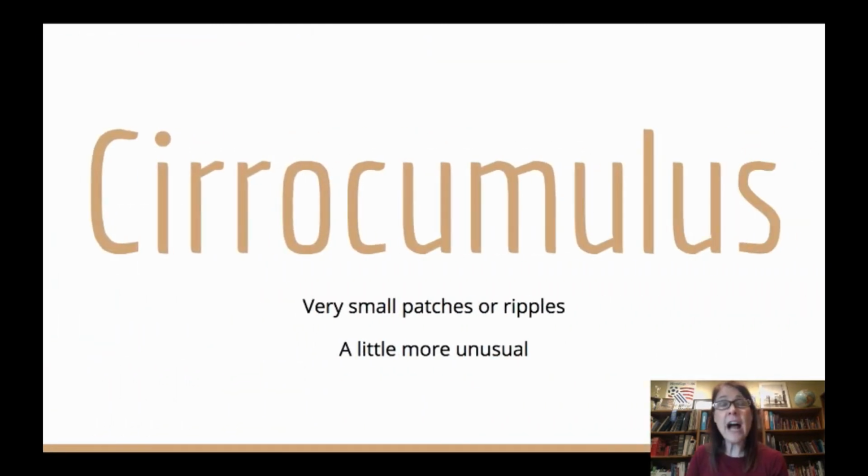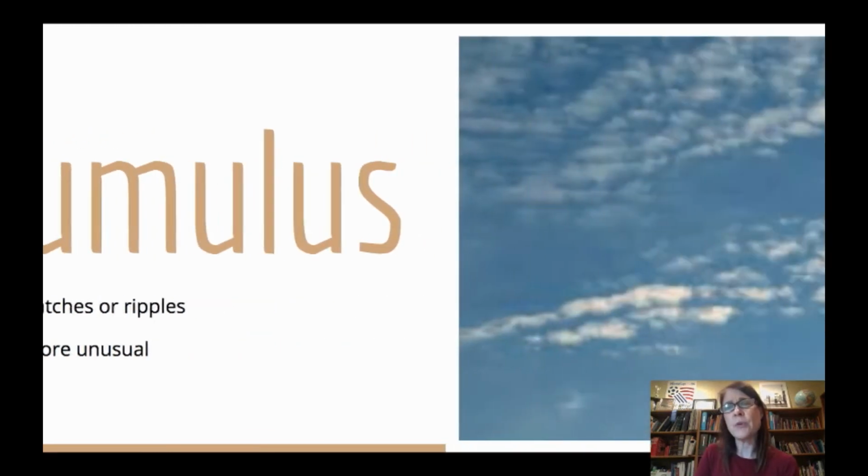A third high altitude cloud is our cirrocumulus. Cirro, high altitude. Cumulus, puffy. This cloud appears as very small patches or ripples, and this is a little bit more unusual, but this is what it looks like. Sometimes this cloud looks like scales on a fish.